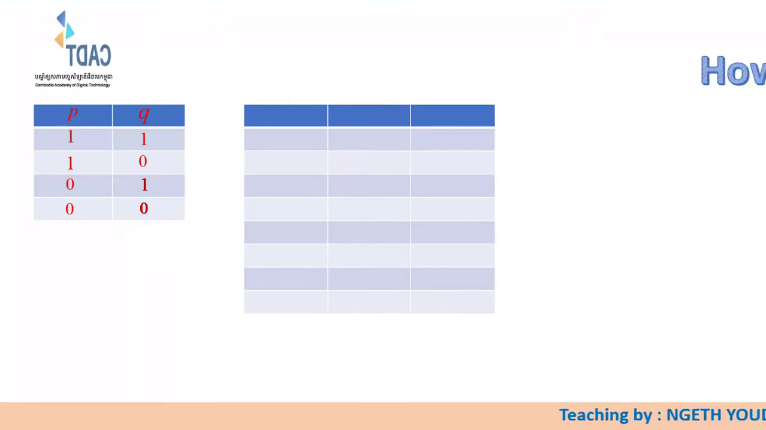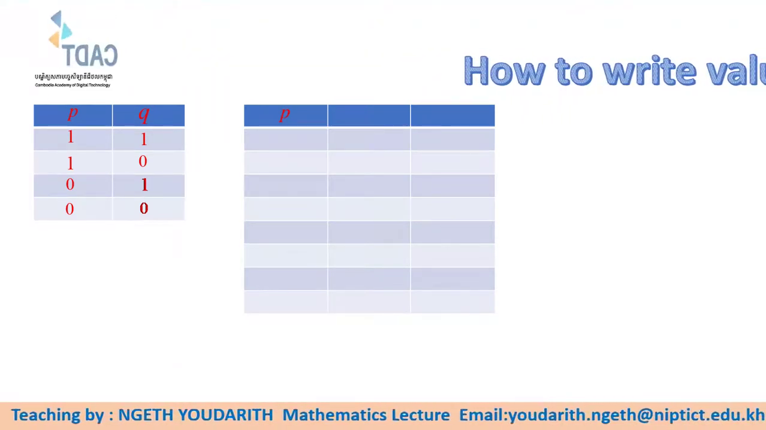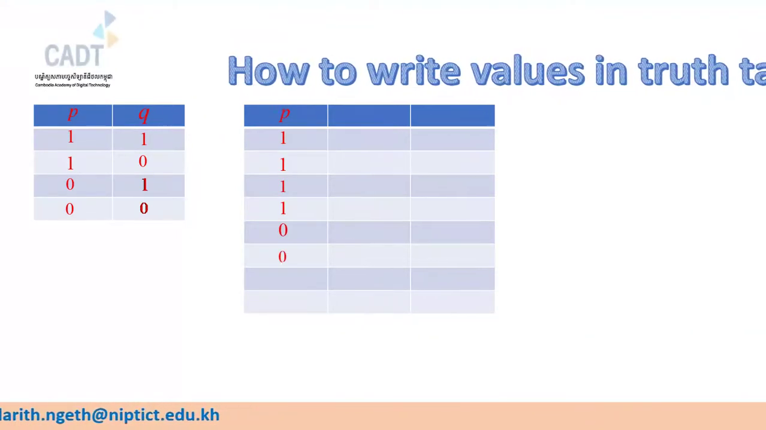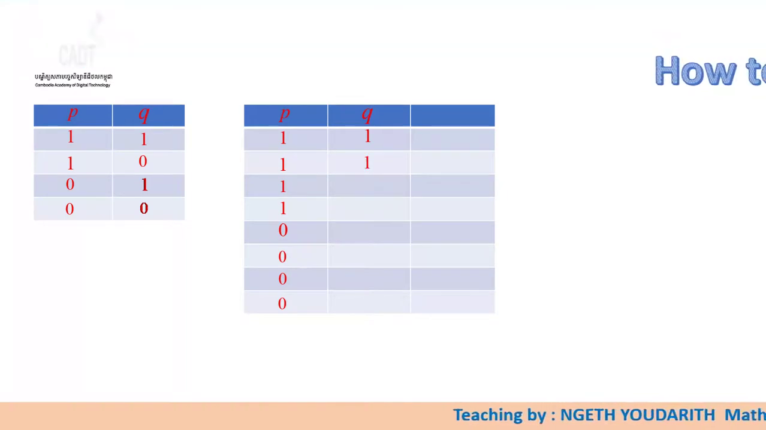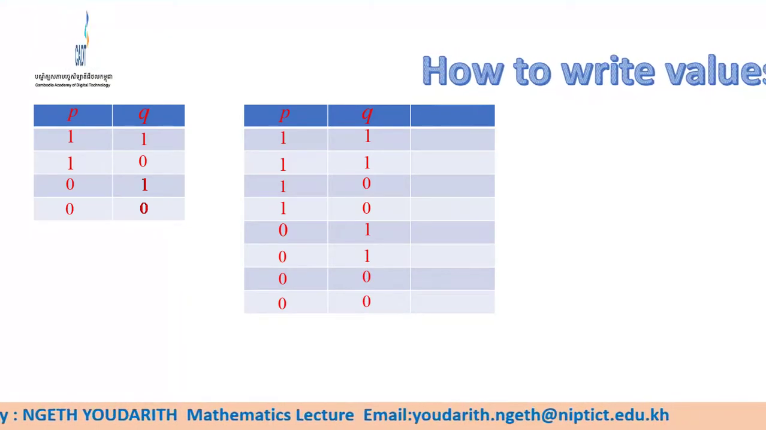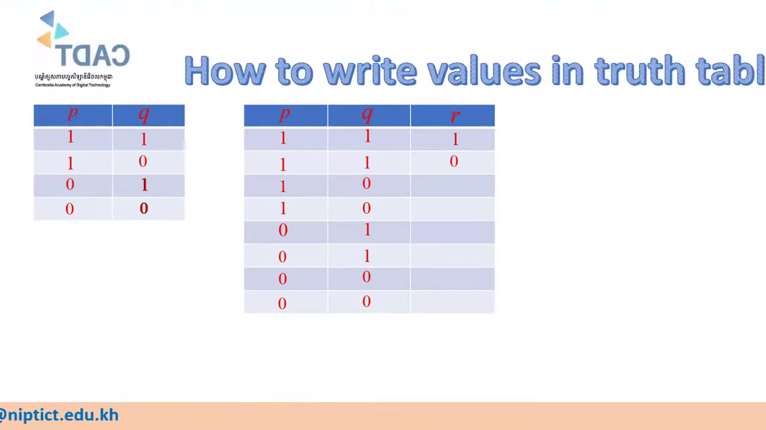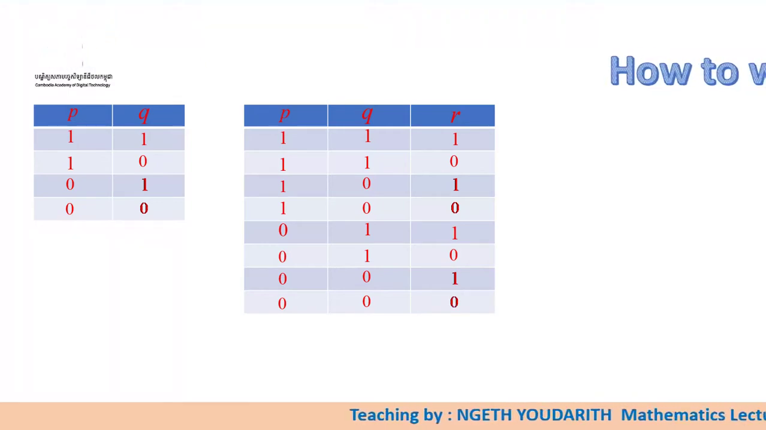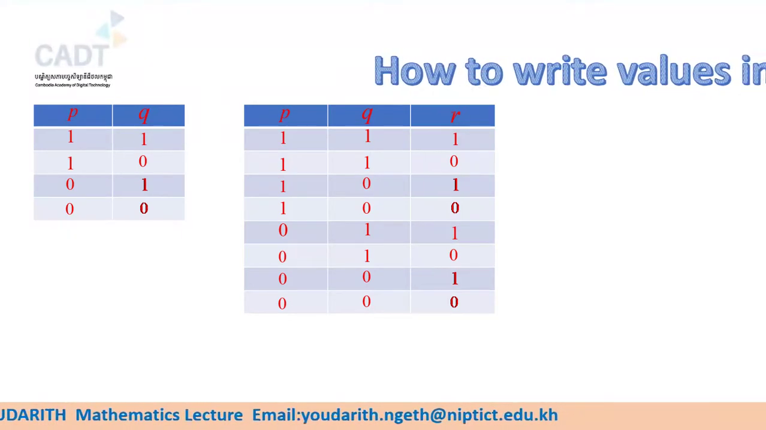If I have 3 propositions P, Q, and R, so for P we have the value 1, 1, 1, 1, 0, 0, 0, and 0. And Q is 1, 1, 0, 0, 1, 1, 0, and 0. And the proposition R is 1, 0, 1, 0, 1, 0, 1, and 0. This is our writing in truth table, writing the value of a statement in our truth table.